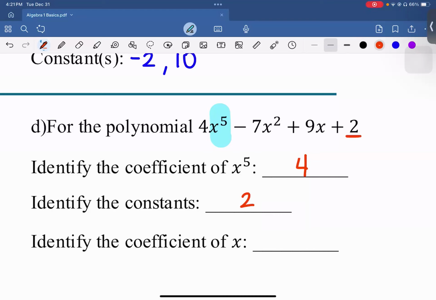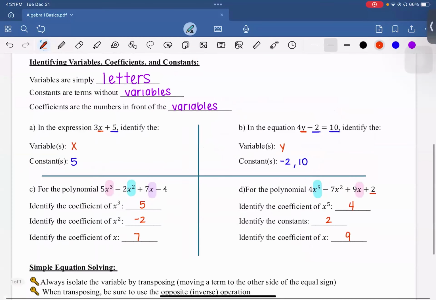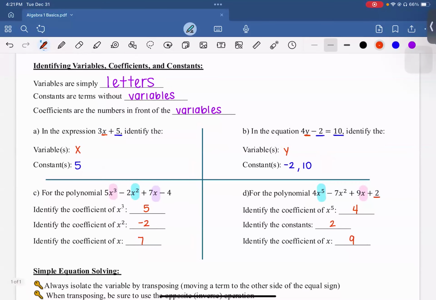2 goes there. And then identify the coefficient of x. Just like we did in the last question, I'm going to locate where the x is and then write the number that's right in front. And here we have it. We have all of our variables, coefficients, and constants.